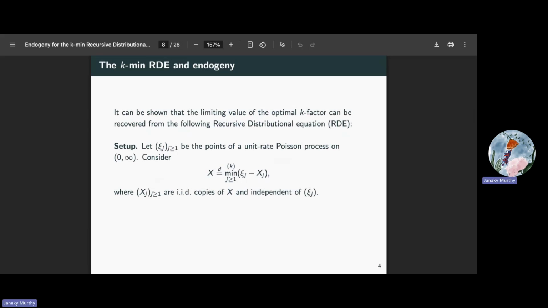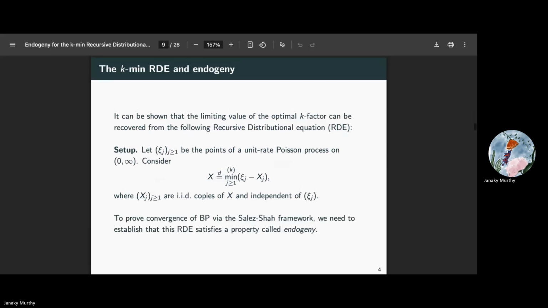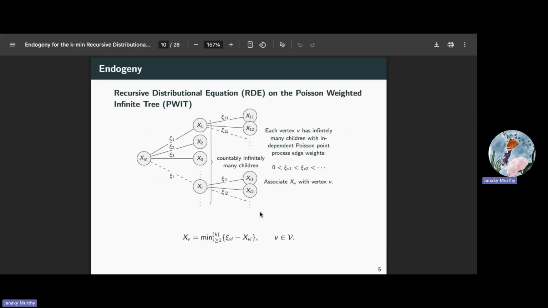Now we'll introduce the notion of PWIT and we'll embed this recursive distributional equation on the PWIT. On the PWIT, each vertex has infinitely many children with edge weights given by independent Poisson processes. At each vertex, we can define a random variable x v, which is the kth minimum of the adjusted cost psi vi minus x vi, where i corresponds to the ith child of the vertex v. This is a recursive tree process, which is in fact a generalization of a Markov chain.